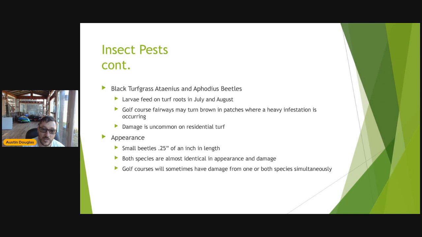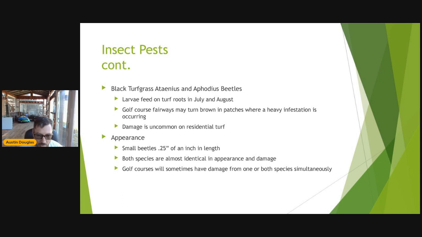But damage is really uncommon in residential turf. So you probably don't need to worry about this if you're running a typical residential turf program. They're really small. They could be 1/4 of an inch in length. So very, very tiny, right? 1/4 of an inch, tiny, tiny little beetles.